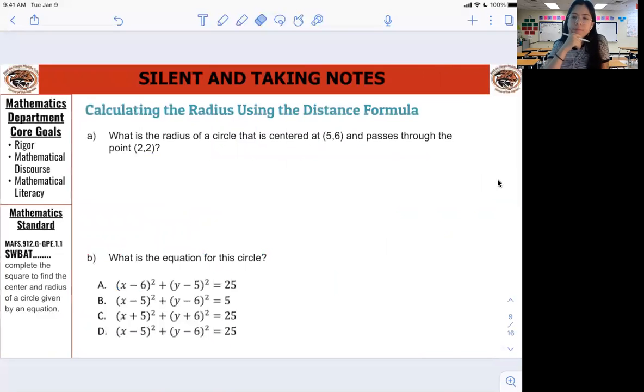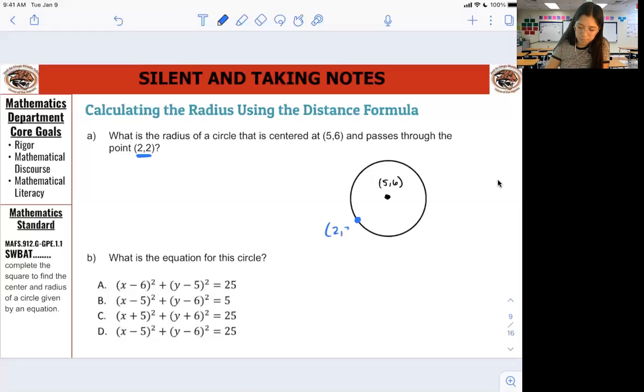All right. Now, obviously, we always add more things to this. Let's take a look at this question. It's saying, what is the radius of a circle that is centered at 5, 6 and passes through 2, 2? So let's think about what this means. This means that you have a circle somewhere, and the center is at 5, 6. That's a little better. 5, 6. And it's passing through 2, 2. So if it's passing through that point, it has to be located somewhere on the circumference of the circle. So it's probably like, let's say over here. Okay, so the center is 5, 6, and 2, 2 is on the outside of the circle.